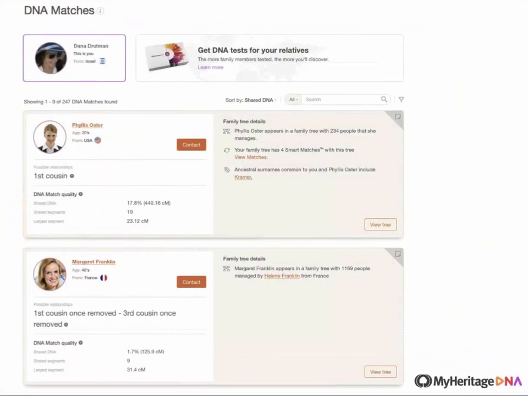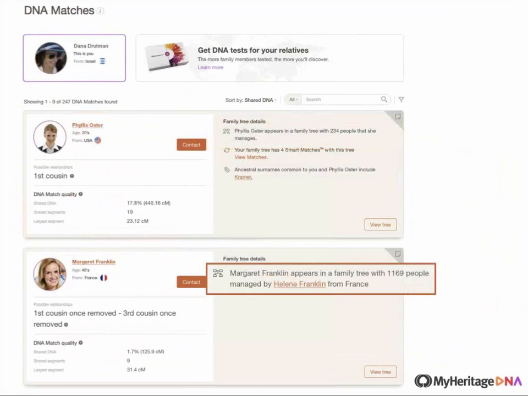In my opinion, the more exciting part of this page is the right part, because this is the part where we can reveal more interesting information based on the family trees that we have. What types of information can you see? So first of all, if this DNA match appears on another tree, you will be able to see how many individuals there are in this tree and who manages this tree. So in the example of Phyllis, she is the one that manages this tree. But if we look at Margaret, we can see that Margaret appears in a tree that is managed by someone else. We can see also who is the manager for this tree.